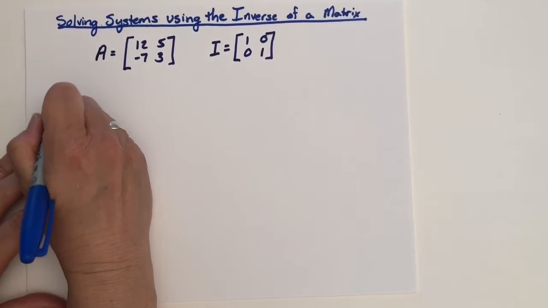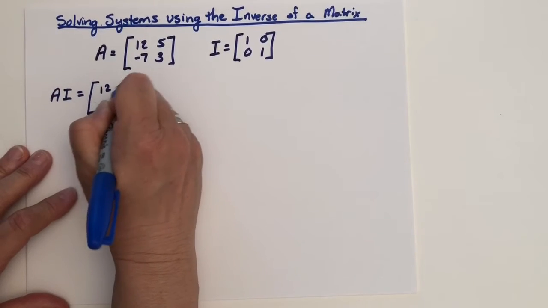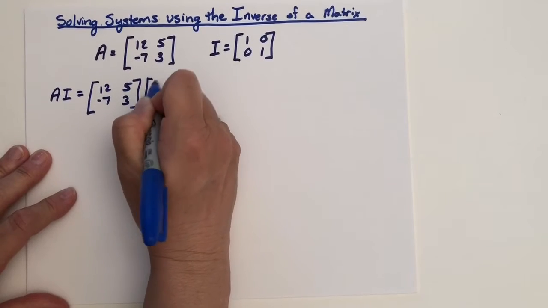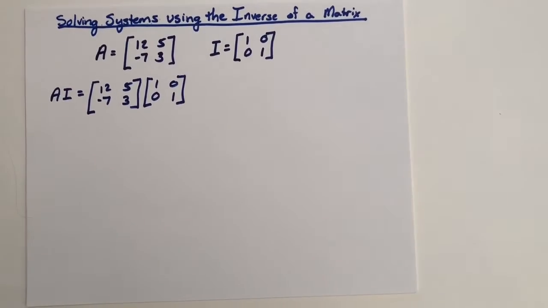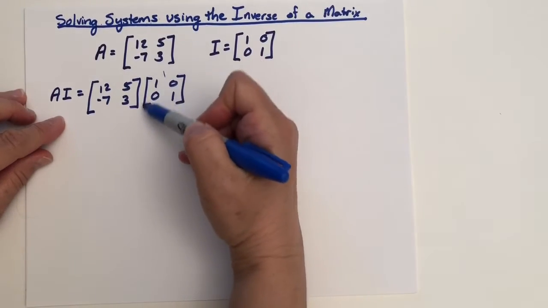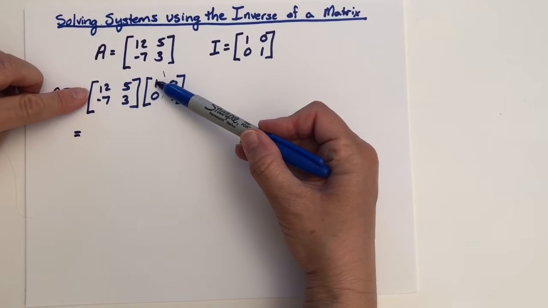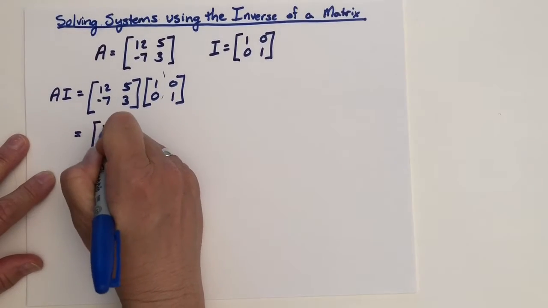Well, if we multiply A times I, we know A is on the left. We have [12, 5; -7, 3], and we're multiplying that by [1, 0; 0, 1]. I'm assuming that you have already practiced how to multiply matrices together. Remember, this row and this column will be used first. So I have 12 times 1 plus 5 times 0. So that's 12 plus 0, or just 12.